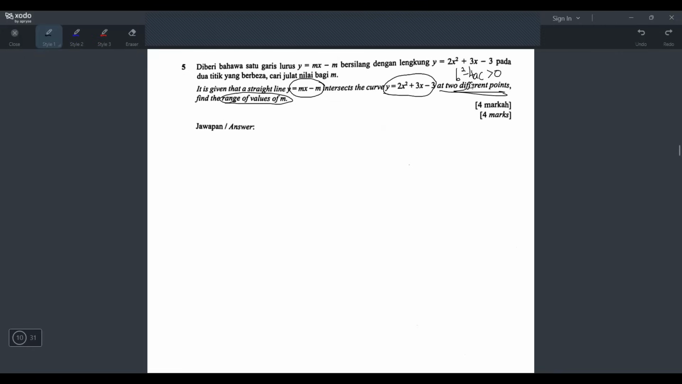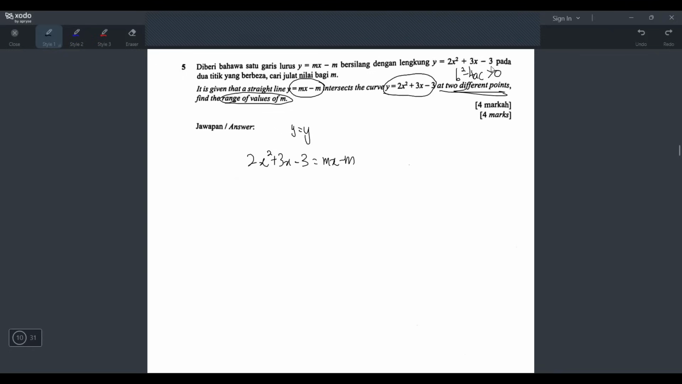But before you do the b squared minus 4ac, you need to take these two equations and combine them into one equation first. Then only you can do the b squared minus 4ac. But how can we combine these two equations into one? Very easy. You just use the substitution method, because this one is already y equals to something, y equals to something. So you can straight away write y equals to y, and then the first y you can write 2x squared plus 3x minus 3, and then the other y you can write mx minus m. And you just arrange it into general form. Then you do b squared minus 4ac bigger than 0.